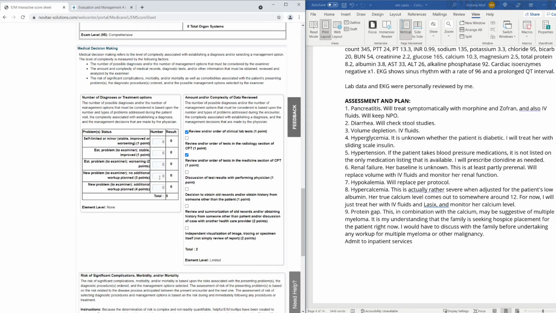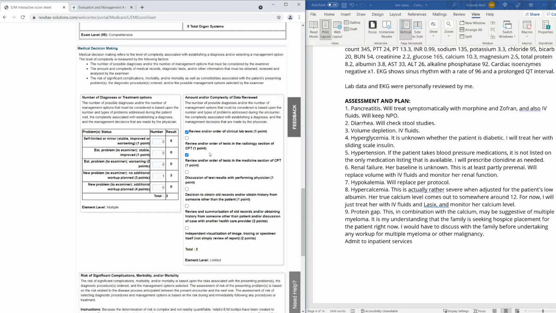So whether we put 1 here, we put 2 here, we put 6 here, and actually let's put 6 here and see what happens. There's a maximum of 1 new problem with no additional workup. So even if we put 6 there, it's going to rule us out. See, even if we put 2 there, no, it only allows a maximum of 1. So we're going to get a total of 3 here because we don't have any established problems to this provider and we don't have any new that we're doing workup on.